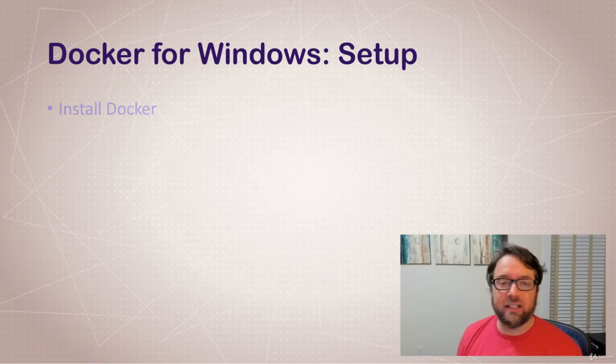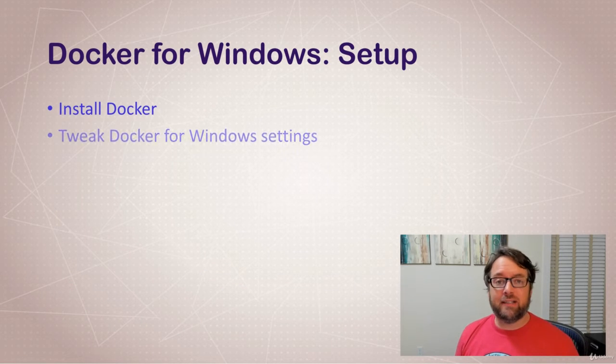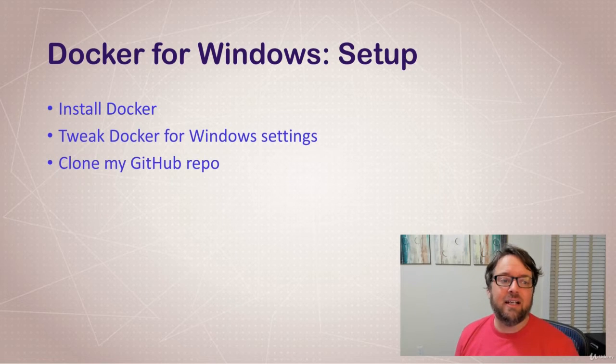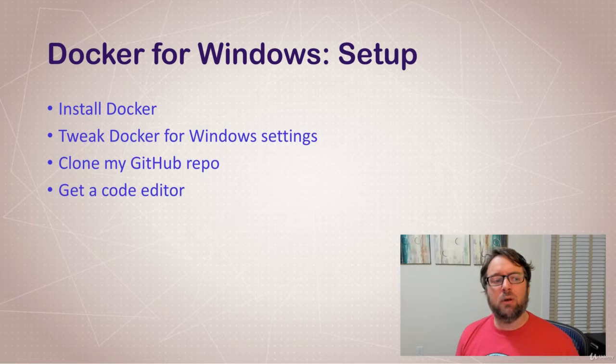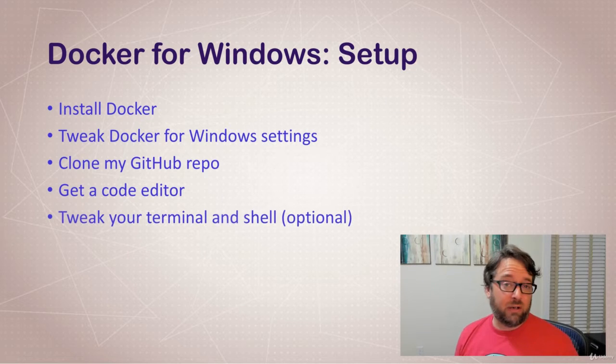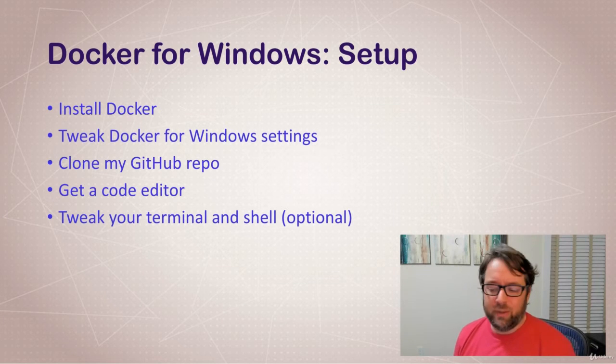Now we're going to actually get into the real install. First we're going to download and install Docker. We're going to tweak some of the settings of it, or check them out at least. And then we're going to go clone my repo. We're going to get an editor in case you don't have a code editor. And then we are checking out a few options. If you want to tweak your terminal and your shell setup, we can get to that too.